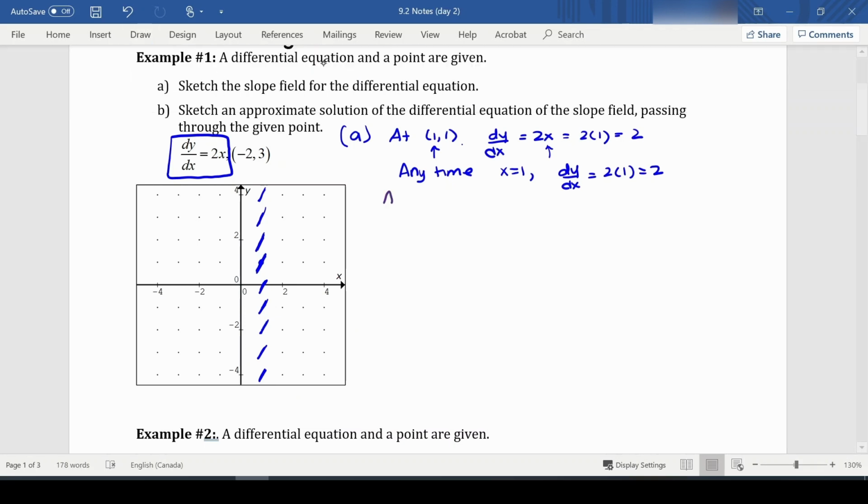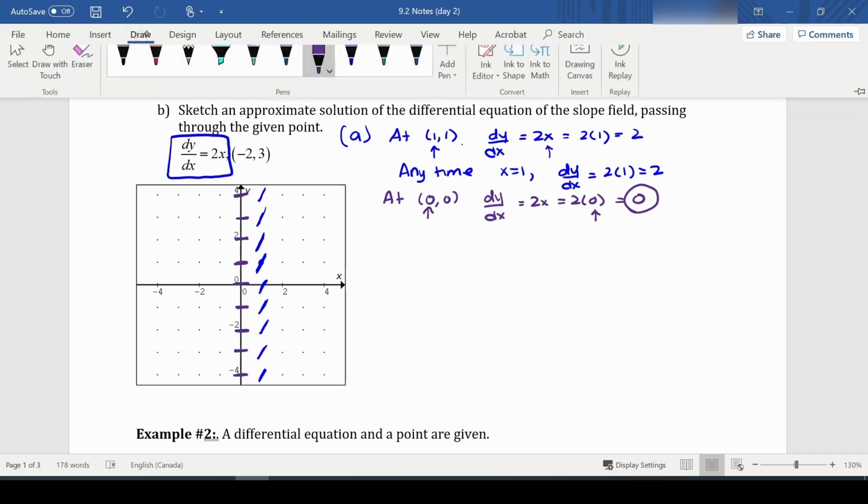Now, if I pick another point, let's say I pick (0, 0), dy/dx is 2x, which would give me 2 times 0, which is 0. And this is going to be true, again, for any time x is 0. So anytime x is 0, my slope should be 0. So I'm going to go through and draw little tiny line segments with slopes of 0 everywhere x is 0.